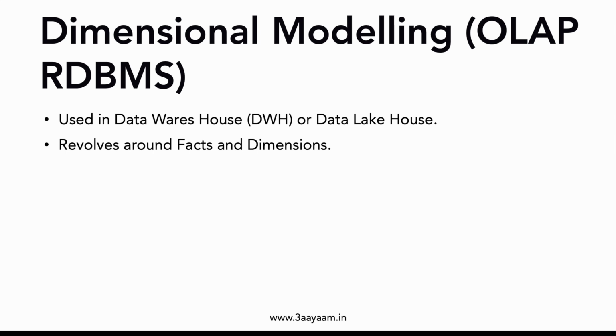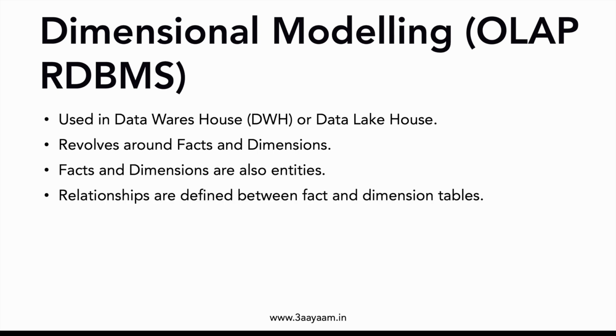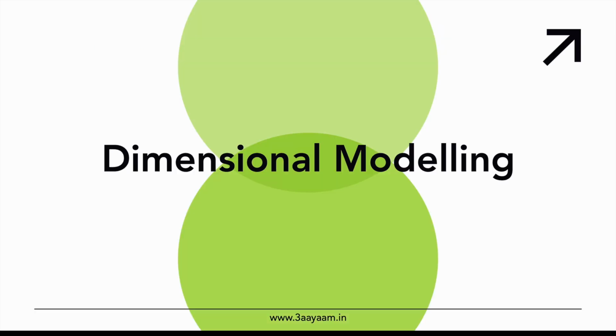And one important thing about dimensional modeling is that it revolves around something called facts and dimensions. Facts and dimensions are nothing but tables. These are entities, but these are named differently. One set of tables is called facts and the other set of tables is called dimensions. I'll tell you what the differences between the two are. The relationships are defined between fact and dimension tables only. There's not too much relationship between dimension and dimension tables, and that's how dimensional modeling is. So let's get into dimensional modeling, and it might be a little concept heavy, so please bear with me.